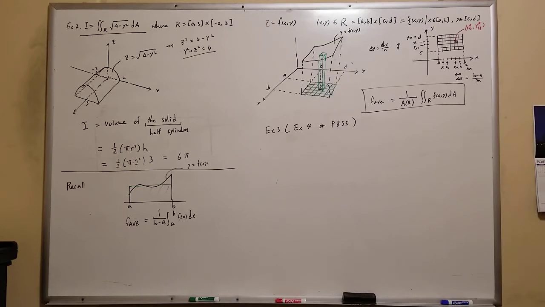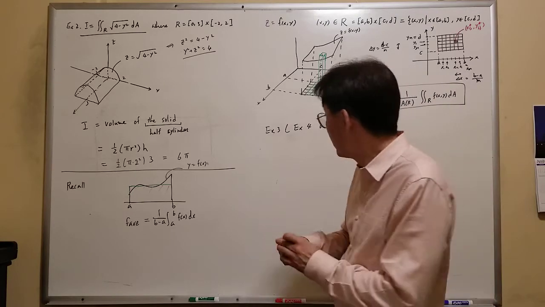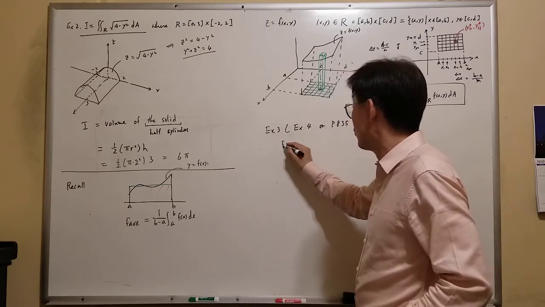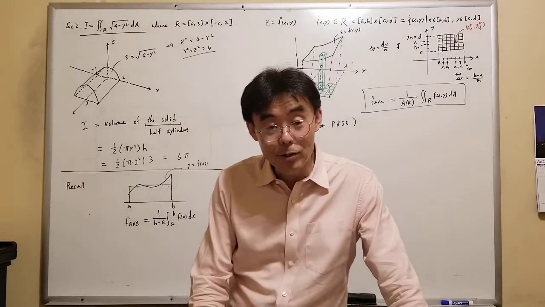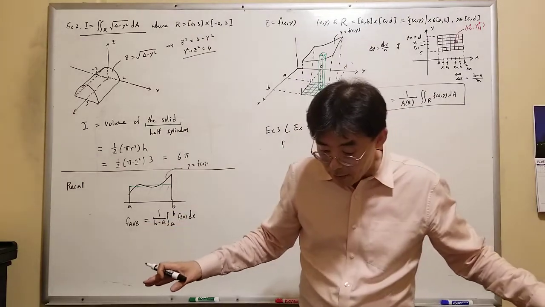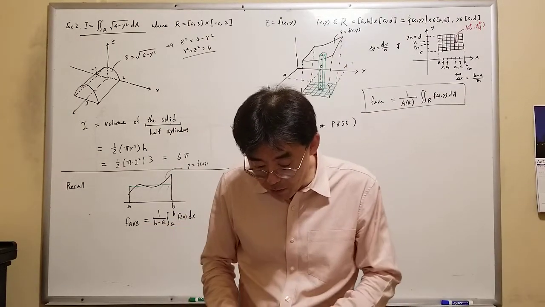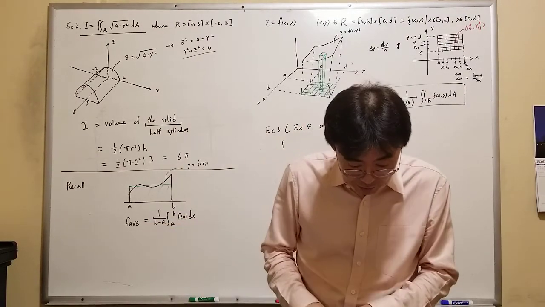Okay. So, here, we want to find the average snowfall. Average snowfall over the, they say this is Colorado. They approximate Colorado as some rectangular region. Alright?